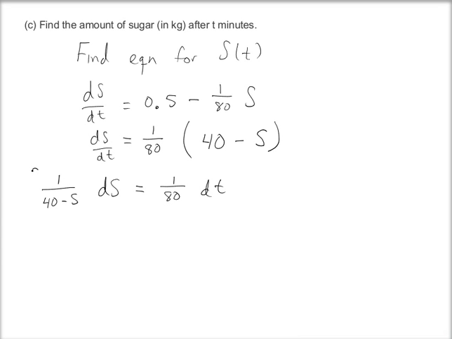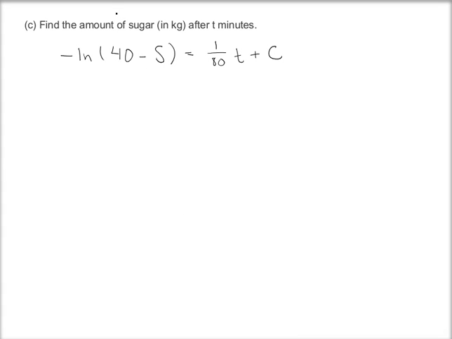Okay, now I can go ahead and integrate both sides. So on the left hand side, this is a natural log, and since I've got this minus s in here, when I integrate, I'm going to get negative of the natural log of 40 minus s. And then on the right hand side, I'm integrating a constant, so I'm just going to get 1 over 80 times t plus my constant of integration c. Okay, and let's look at that more on the next slide.